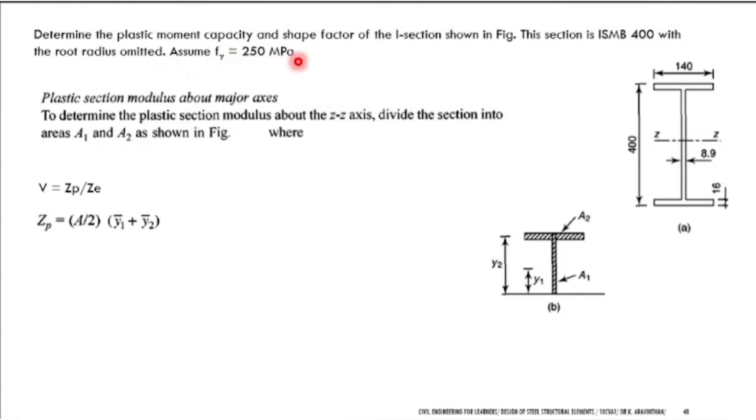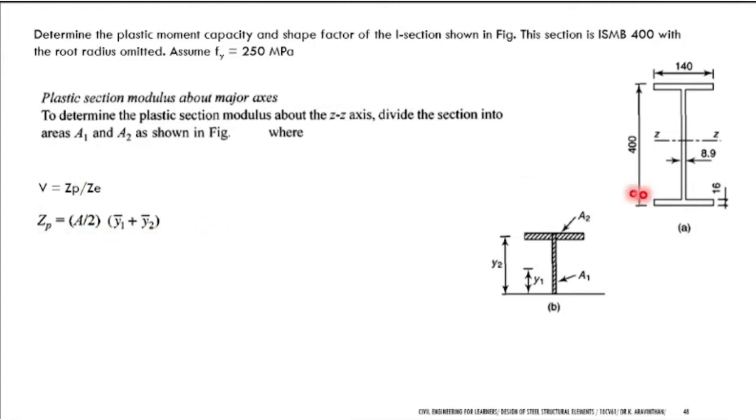Okay, first let us find the shape factor. In order to find that, you should know this formula. The shape factor is Zp by Ze, the plastic section modulus divided by the elastic section modulus. Let us first find the plastic section modulus. You know that the formula is A by 2 into (y1 bar plus y2 bar).